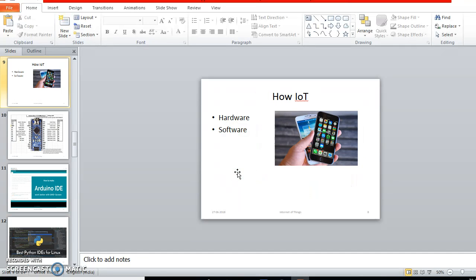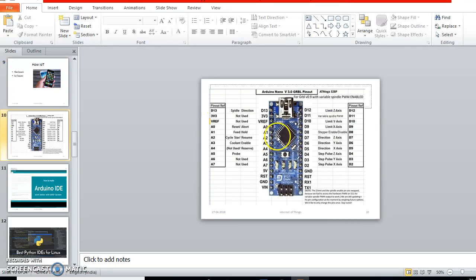How can these IoT things be connected? We need some hardware, some software, and some mobile devices as well. The hardware we are going to use is microcontrollers or microprocessors. This is one of the microcontrollers. It's called Arduino Nano. Like this, we have different microcontrollers like Intel Galileo, Intel Edison, Arduino, various kinds of Arduino, Electric Imp, etc. And for the microprocessor we have Raspberry Pi. These are the hardware things we need.